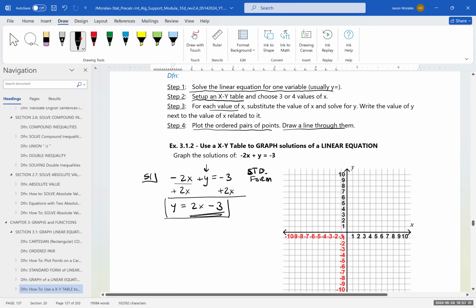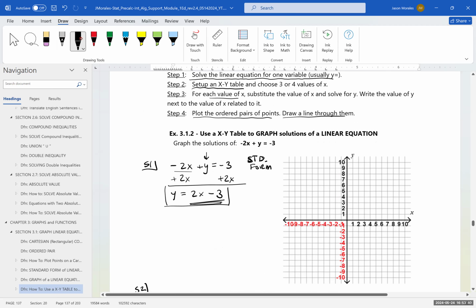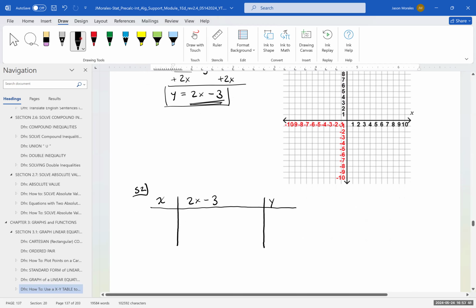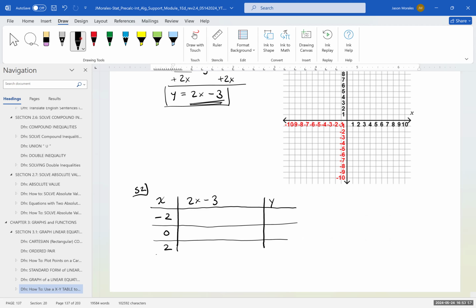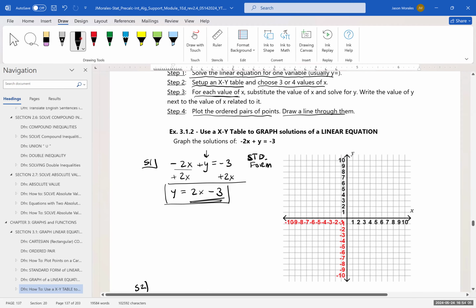Okay, that's part of step 2. So let me put step 2 right here. And we need to choose 3 or 4 values of x. So without really thinking about it, I'm just going to choose -2, 0, and +2. Right, and let me go ahead and draw across here. All right, now step 3 is for each value of x, substitute that value of x and solve for y.